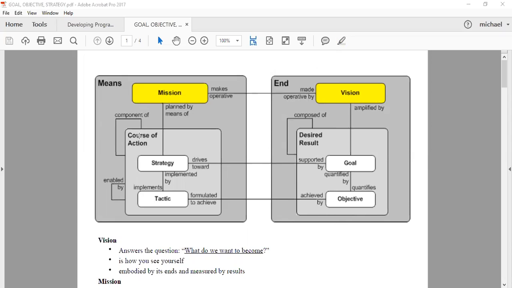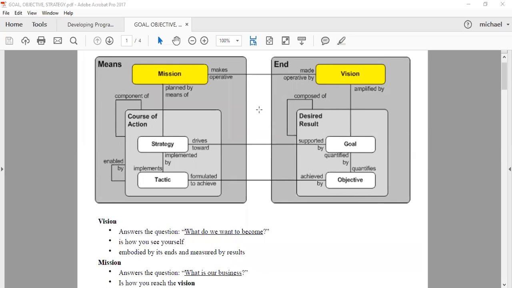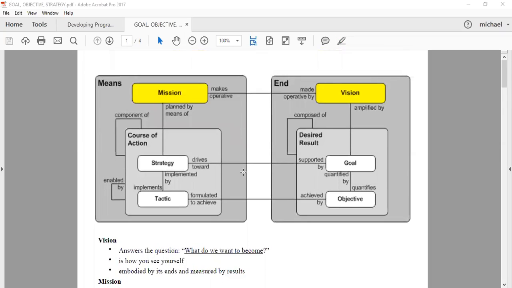The means is the mission. That is, what course of action are you going to take? What's going to be your strategy and what's going to be your tactics? Having all this information puts you in a position to begin to write any particular grant, because you basically have the outline for that grant. So before we go into details, any questions? No.